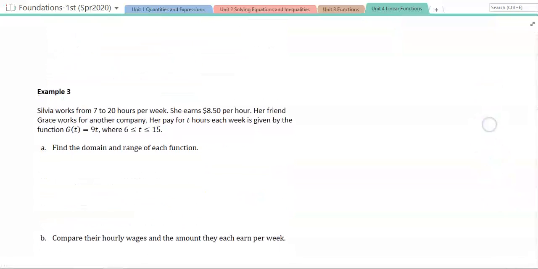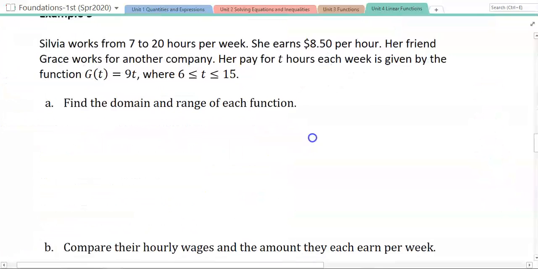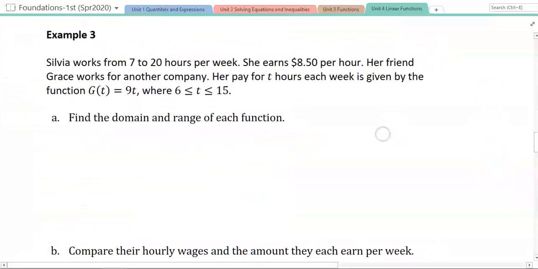So with example 3, we're going to look at this word problem here. Sylvia works 7 to 20 hours per week, and she earns $8.50 an hour. Her friend Grace works for another company. Her pay for t hours each week is given by the function g of t is equal to 9t, where 6 is less than or equal to t, less than or equal to 15. So it's asking us to first find the domain and range of each function and then compare their hourly wages and the amount they earn each week.